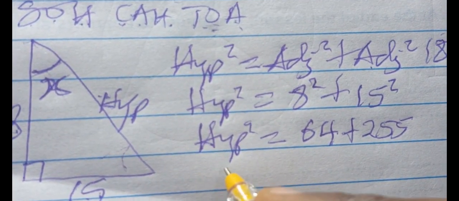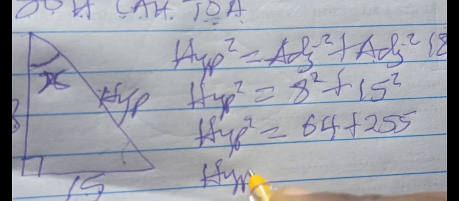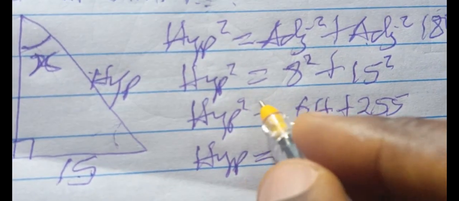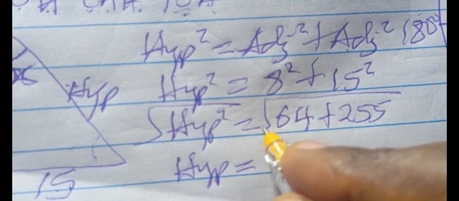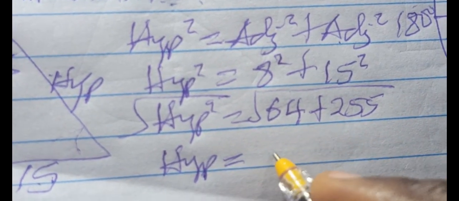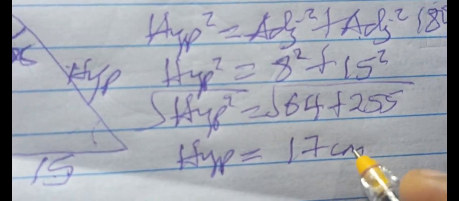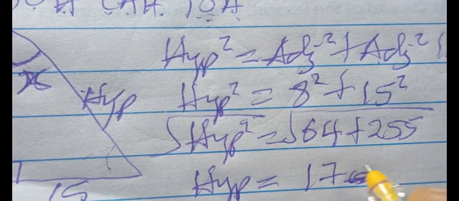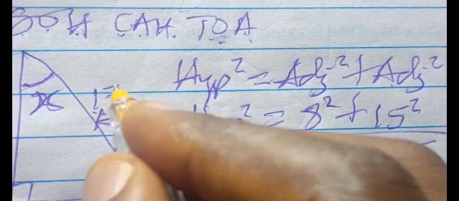Now, find the square root of both sides. Hypotenuse will be the square root of the sum. When we add this together, it gives us 289. The square root of 289 gives us 17. We don't know the unit, so this side here is 17.